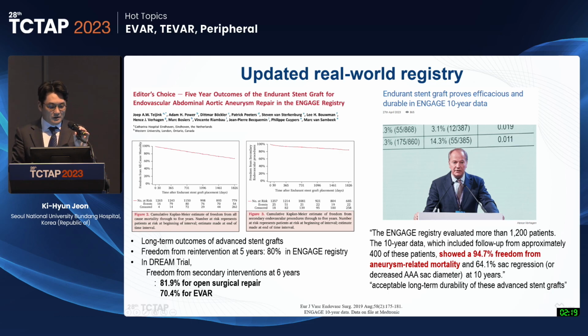But now we have another registry data using the advanced stent graft. It showed promising data. The ENGAGE registry presents long-term outcomes of an advanced stent graft. It showed that freedom from reintervention was 8% at 5 years of follow-up, improved from the 70% of the previous DREAM trial, which used older stent grafts. And additionally, recently announced 10-year data also showed acceptable long-term durability of this advanced stent graft.